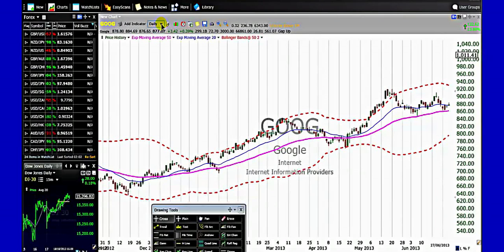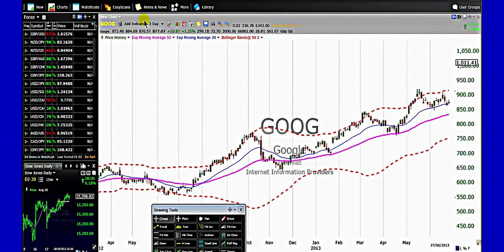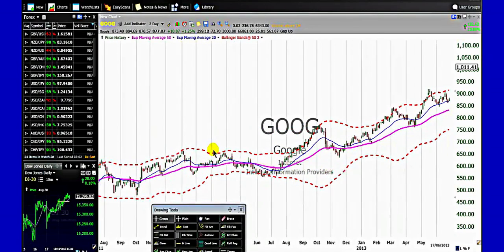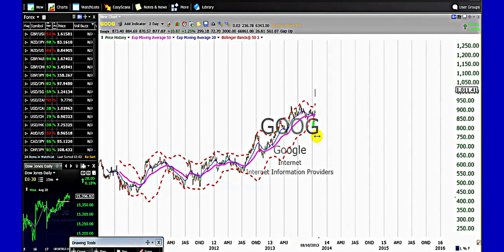You remember for the USD yen, we were on a daily chart. This time we are going to the 2 days chart. 2 days, all right? Here it is, 2 days. I want to show you a beautiful example that happened recently, okay? In fact, you see that's last week, okay?